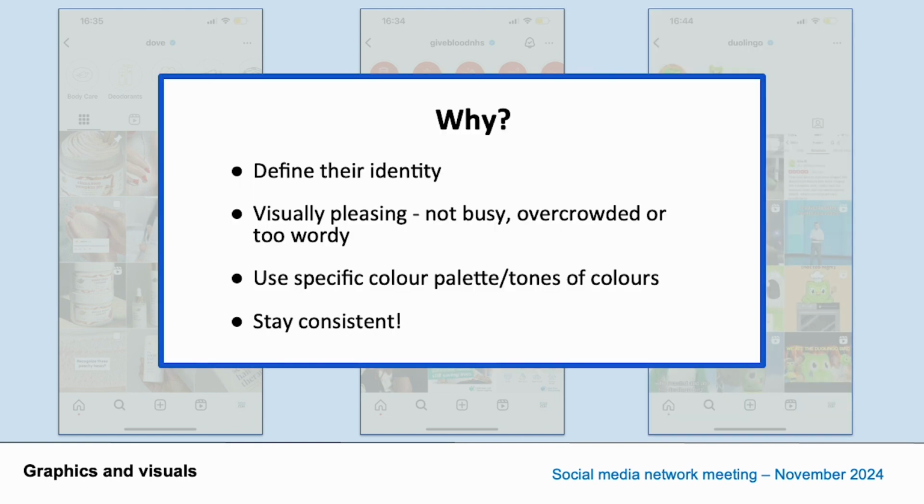So to sum that up in a few bullet points, each of these Instagram accounts define their identity. They're visually pleasing, they're not busy, overcrowded or too wordy. They use specific colour palettes and tones of colours, and they stay consistent. And again, that can be applied to other social media platforms and accounts, not just Instagram.